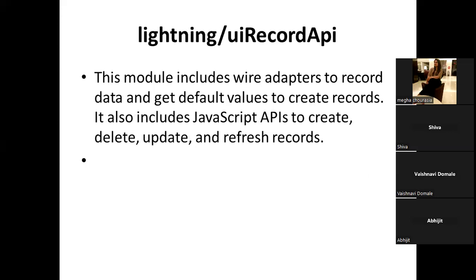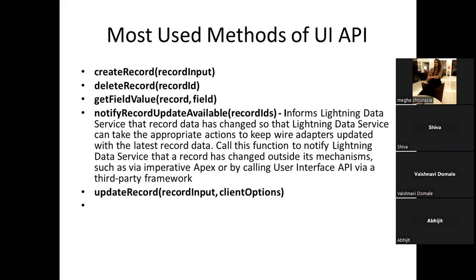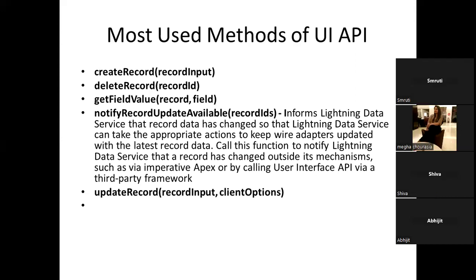So this is your record API. We can use it for CRUD, like create, update, delete, and refreshing the records. There are actually many more methods, but there are a few I want all of you to know. Around create record: if I have to create a record, I can use that method. I have to pass in the field API names and what the value needs to be, and then I call this method. For delete record, I can pass just the record ID.